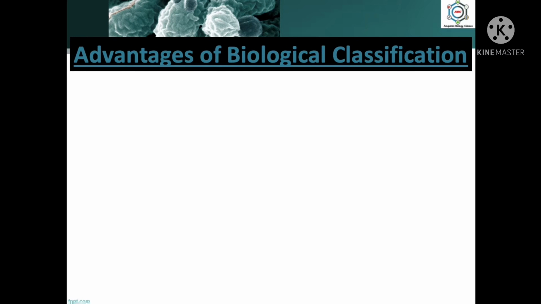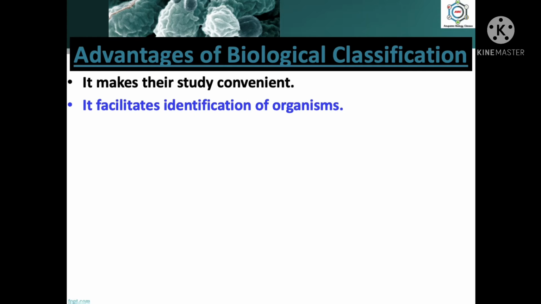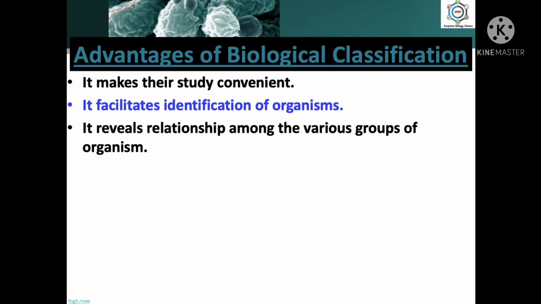Now, what are the advantages of biological classification? Classification allows us to study innumerable biological organisms of Earth in an organized way. Classification also helps us to understand evolutionary relationship between different groups. So the grouping of organisms according to a definite plan is very useful. And here are some advantages: biological classification makes their study convenient. It facilitates identification of organisms. It reveals relationship among the various groups of organisms.